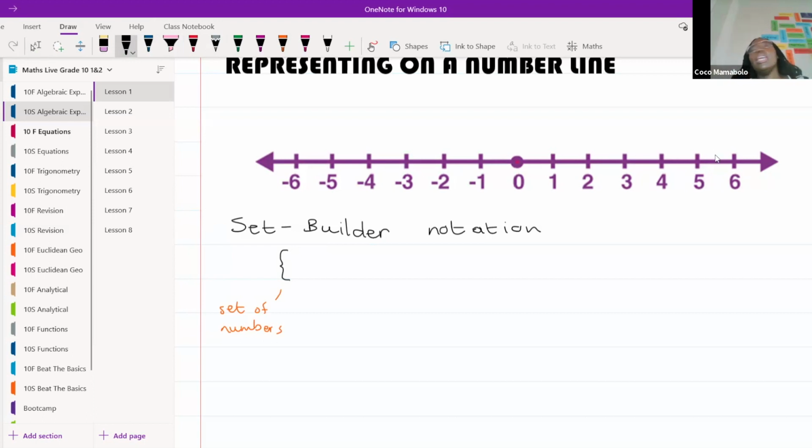And I'm going to say there's a set of numbers. I don't know what these numbers are just yet, so I'm going to call them X. But I do know that I want my X to be greater than or equal to 1. I also want these numbers X to be part of the integers number system. They must be part of the integers number system.